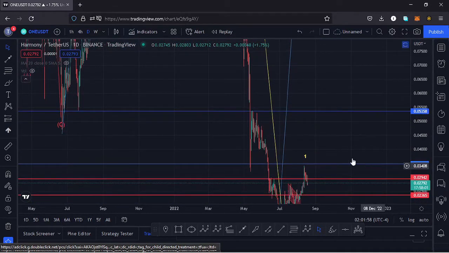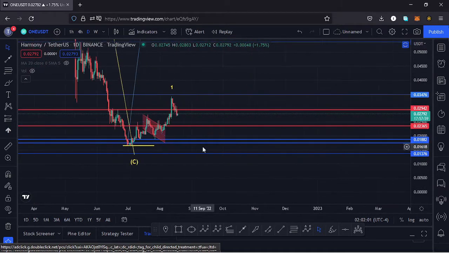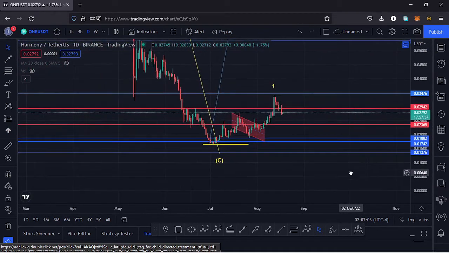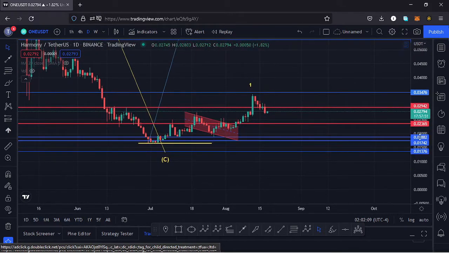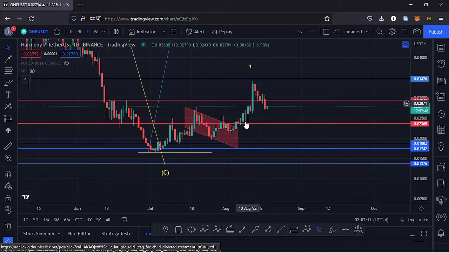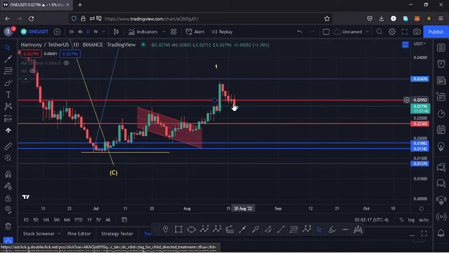Starting my analysis here on the daily chart, you can see we had been trading within this descending channel. We managed to break out of that channel to the upside, and once we managed to break out of that channel, we also managed to break above a key area of resistance at around the $0.029 mark. And here on the daily chart, you can see we tried to have a retest of that key area of resistance, but the retest was not a success, and we have continued unlocking even lower prices.